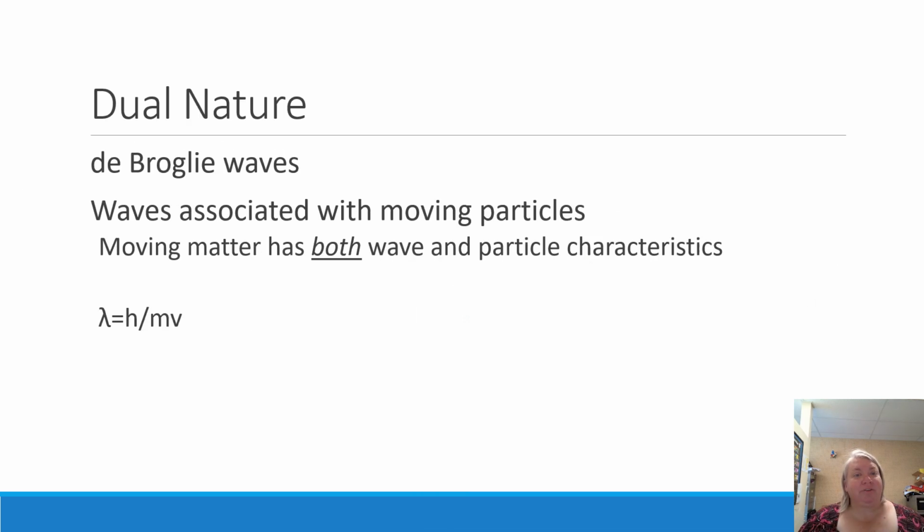So now we need to talk about how not only light has both wave and particle characteristics, but electrons do also. So we have this dual nature of light and dual nature of electrons. Now, de Broglie waves are going to start talking about what happens to those electrons. These are called waves or waveforms that are associated with moving particles. So moving particles have wave characteristics and particle characteristics.